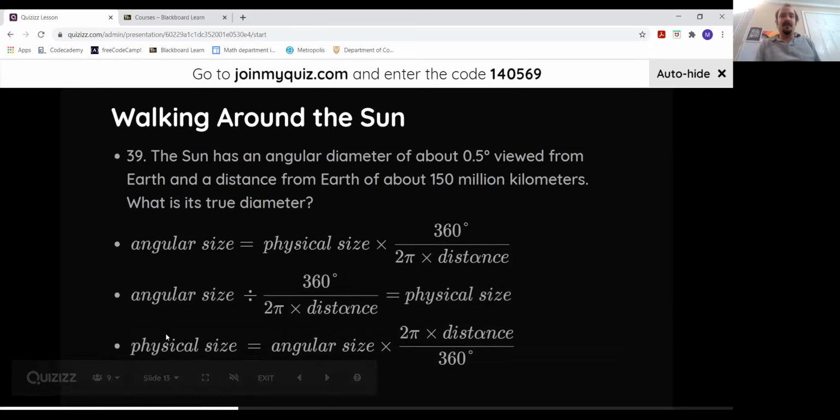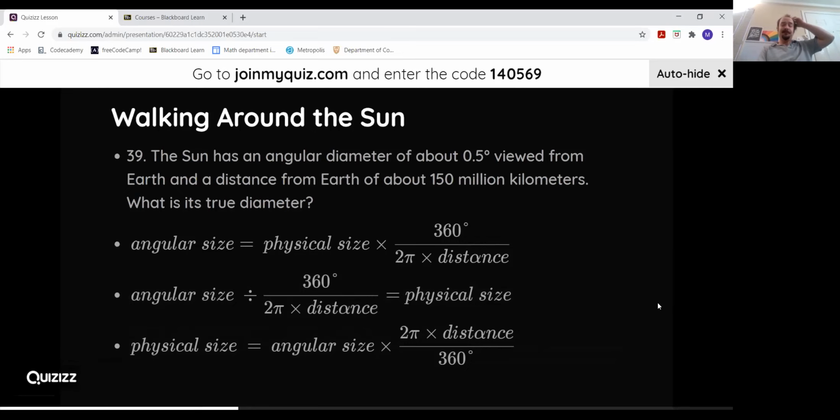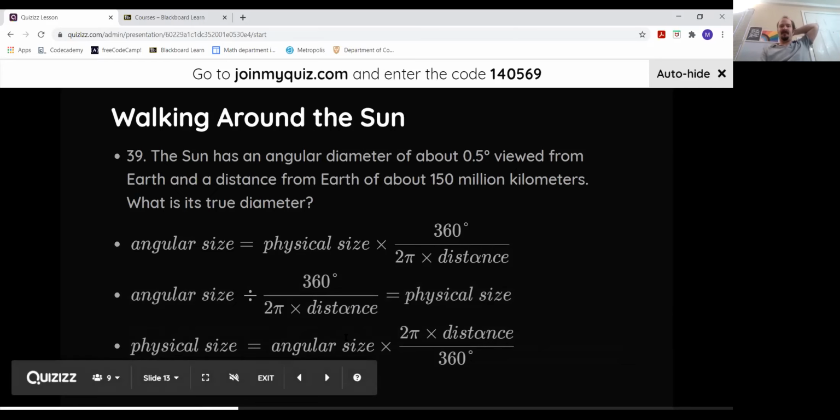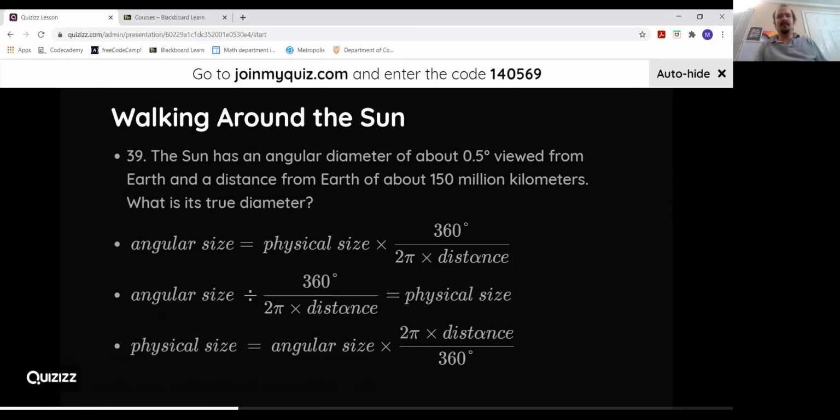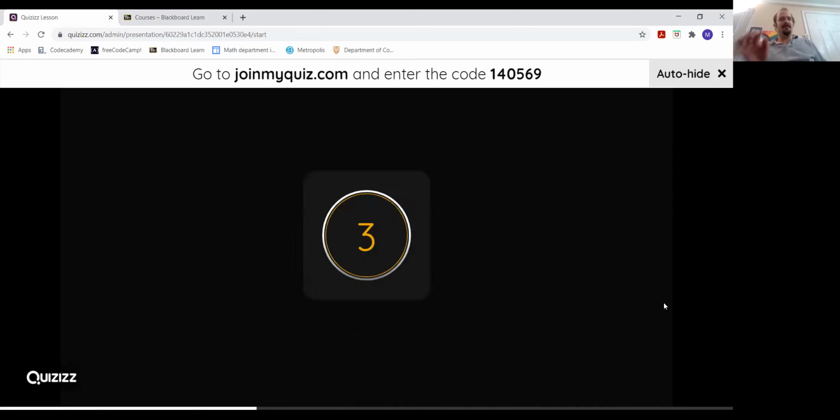But this is the formula that we want to use. Physical size equals angular size, and we flip this thing so that the 2 pi times the distance over 360 is over here. With that said, this is the problem that they're giving. This is the thing we're going to plug it into. So I think that's the thing on the next page. And I think they derive this in the book and in that problem, but I don't know if I did it in my notes or not. But there it is again, if not.